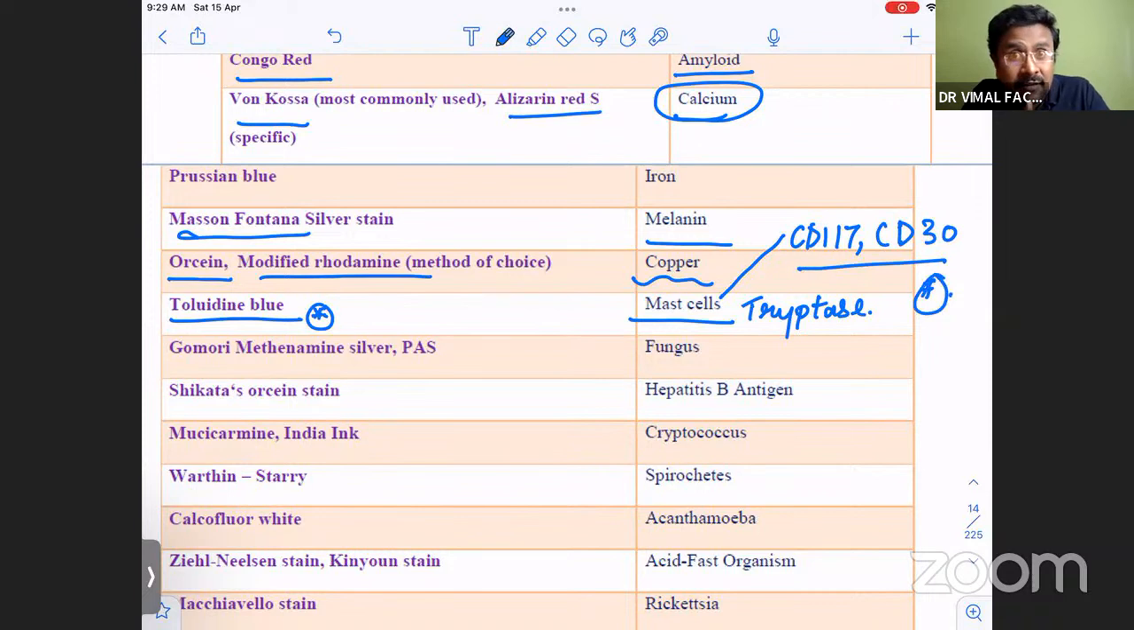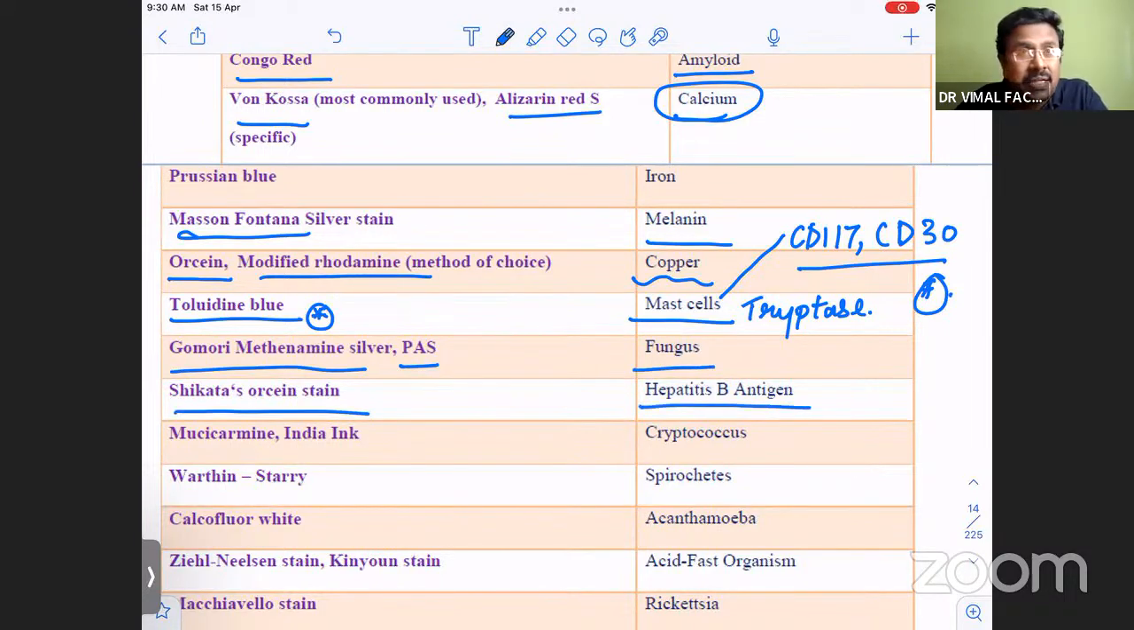Yes, you are right. CD117, the same CD117, that is the c-kit you have heard of in gastrointestinal stromal tumor, will also highlight the mast cell. CD30, tryptase, toluidine blue, all are special stains for the mast cells. Then GMS and PAS can be used to highlight the fungal elements. And this Shikata orcein stain is for hepatitis B antigen.